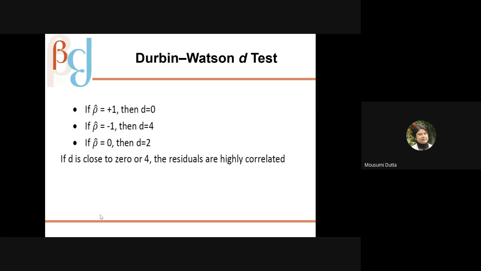Is it okay to all of you up to this? How we are finding the DW test statistic D? How we are framing this? How it will capture the essence of autocorrelation? Is it clear? Any question?